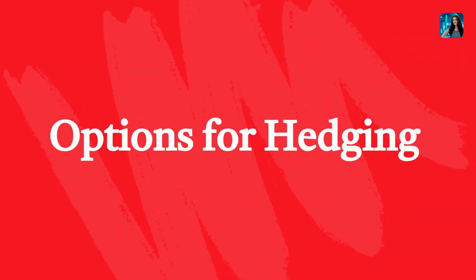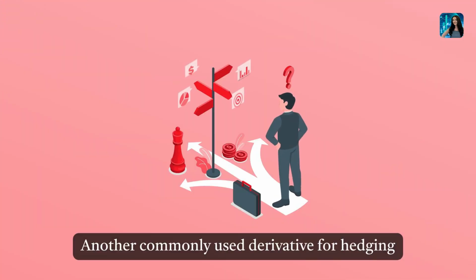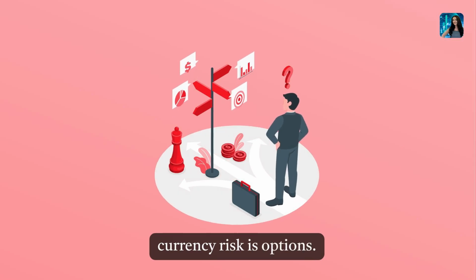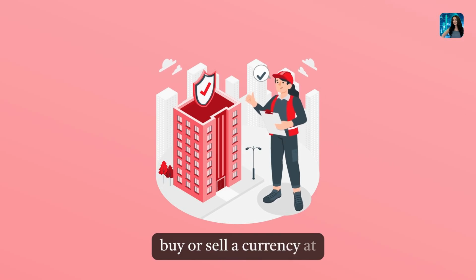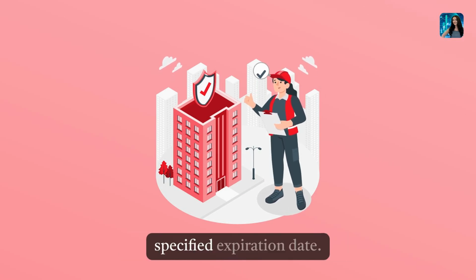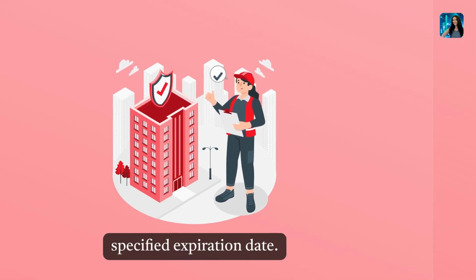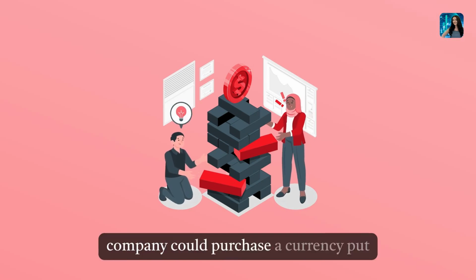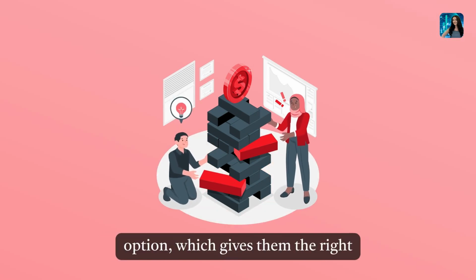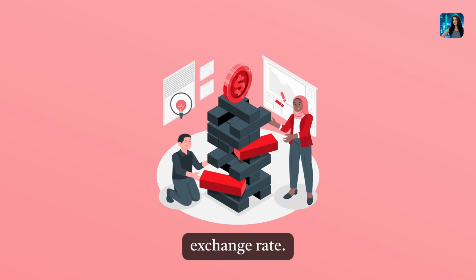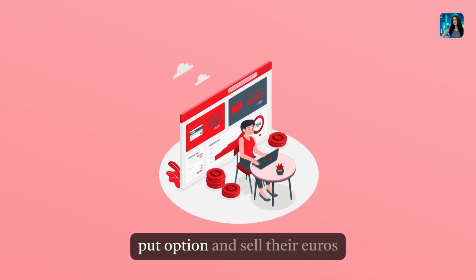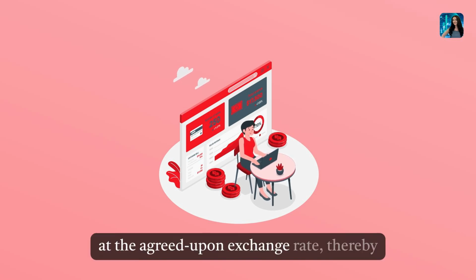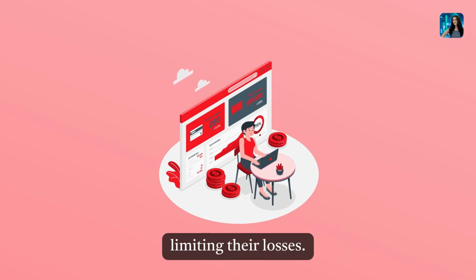Options for hedging. Another commonly used derivative for hedging currency risk is options. Currency options give the holder the right, but not the obligation, to buy or sell a currency at a specified exchange rate before a specified expiration date. For our example, the US company could purchase a currency put option, which gives them the right to sell euros at a specified exchange rate. If the euro weakens against the dollar, the company can exercise the put option and sell their euros at the agreed-upon exchange rate, thereby limiting their losses.